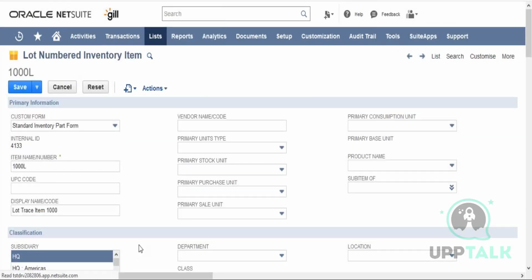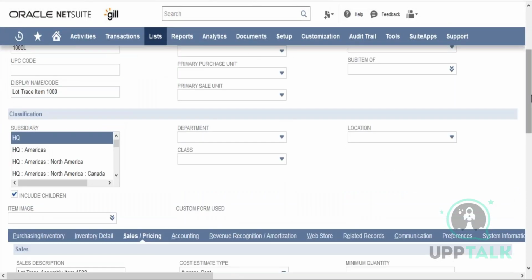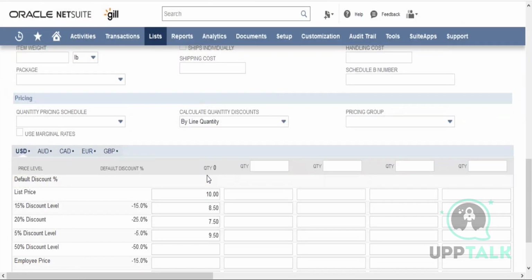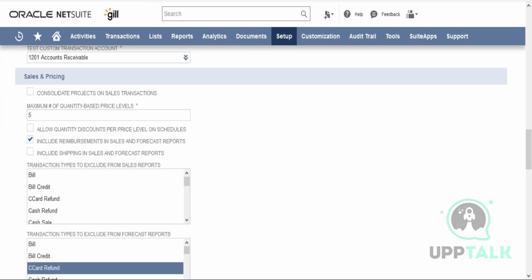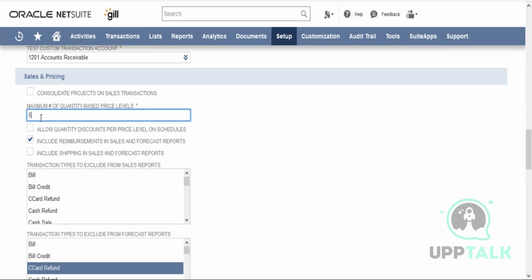So if I go to that particular item and scroll down under sales and pricing, we have 5 levels of quantity based pricing. If I make it 3 here, I'll be able to enter only 3 levels of quantity based pricing. So the number that we define here defines the levels that can be defined on a particular item.